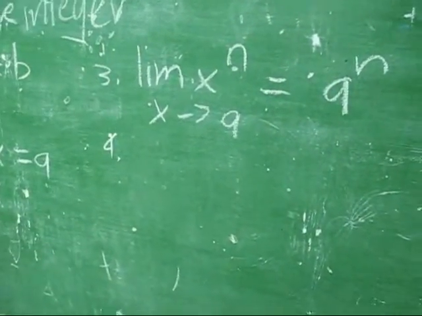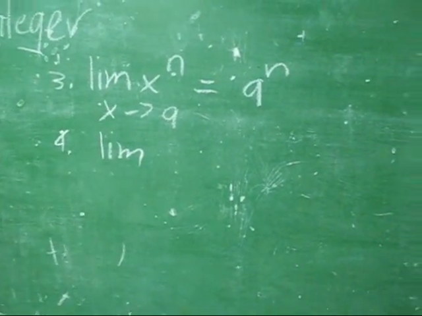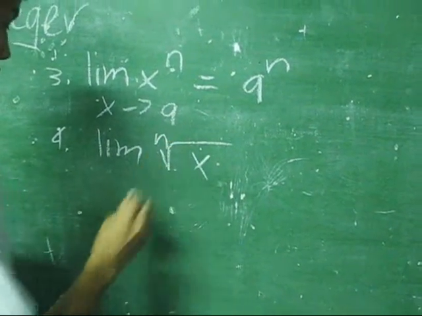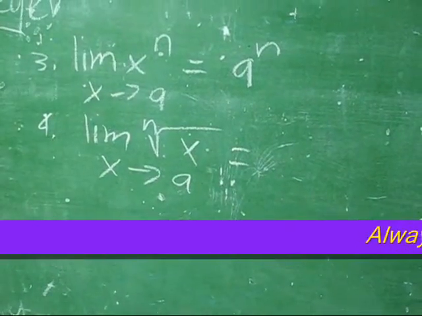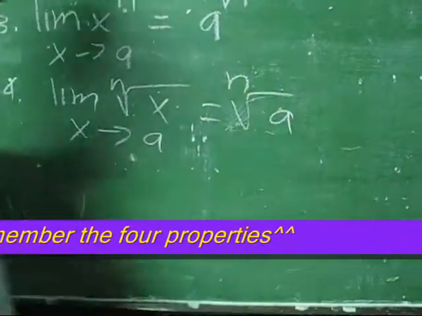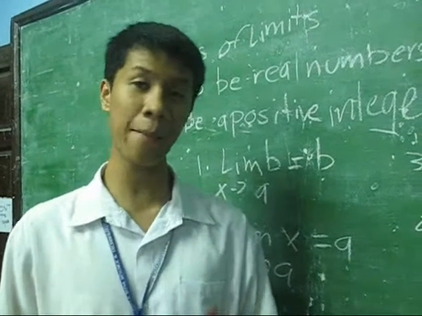Fourth property: limit of the nth root of x, that is the square root of x raised to n, as x approaches a is equal to what? The square root of a raised to n. So now, we have our 4 properties. Now I will give some examples.